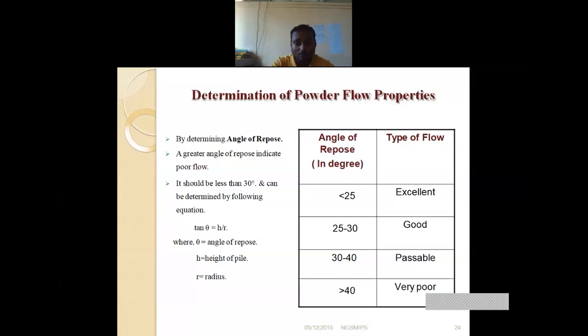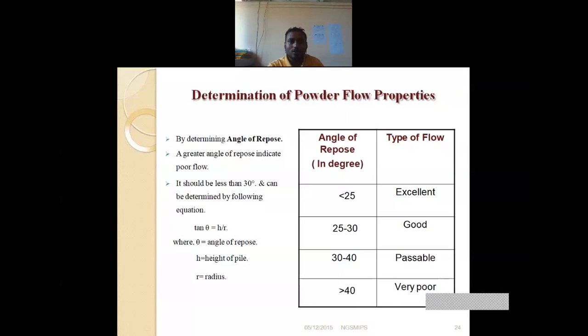So, how can you calculate the angle of repose? Here, have you seen the chart of angle of repose in degrees and type of flow? If the angle of repose is less than 25 degrees, then we can consider the flow properties excellent. If the angle of repose is between 25 and 30, then the type of flow is good. Between 30 and 40, it is passable. If the angle of repose is more than 40, the flow is very poor. Now let's talk about how we can determine the angle of repose.